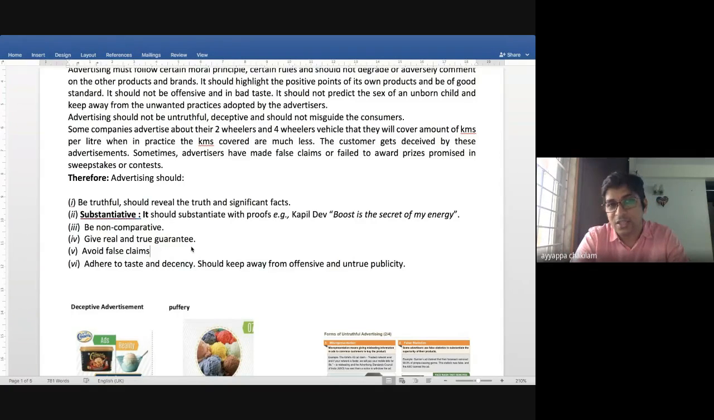Avoid false claims. You see all the fairness claims, where they say you use this particular cream for 30 days, and nowadays they're giving a strip. The strip goes from darker skin to lighter skin, and you can start comparing and check your skin against the mirror, to see if the claim is correct or not. So that is a false claim. Make sure you're not making any false claim.